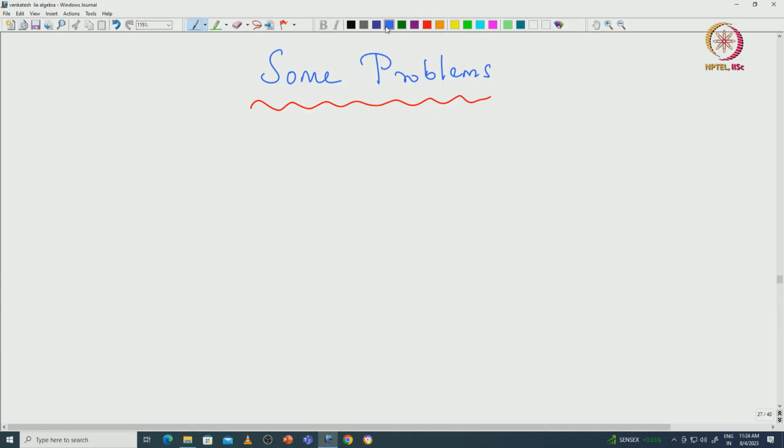So in the last two lectures we have defined basic notions of Lie algebras and saw some examples. So in this lecture I will go through some problems, which are somewhat very basic, and these problems will give you a good grip on the basic notions of Lie algebras. So let's begin. The very first problem is very simple.